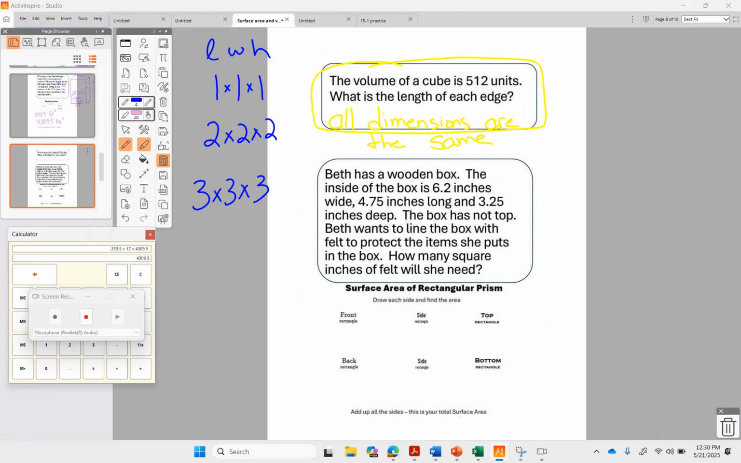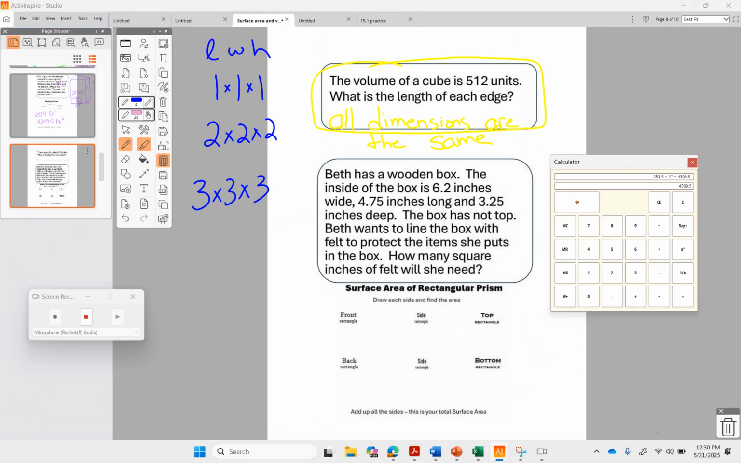So for instance, 1 times 1 times 1 is a volume of 1. 2 times 2 times 2 is a volume of 8. 3 times 3 times 3 is 27. You might decide to jump around a little bit. Okay? You might say, oh, well, let me try 10 times 10 times 10. Oh, that's 1,000. That's too big.